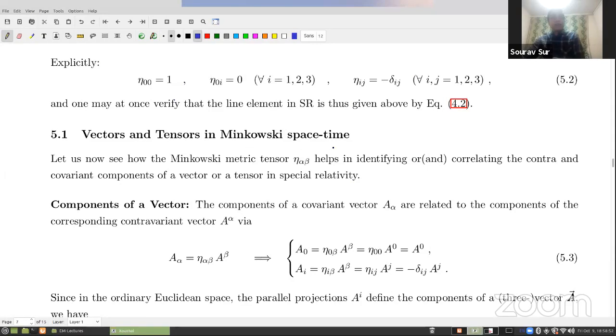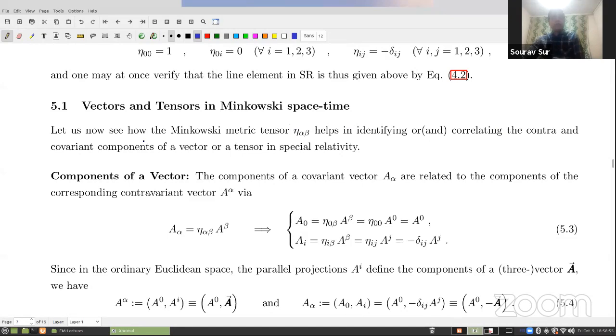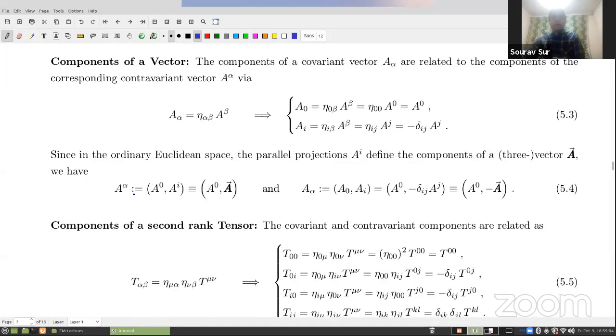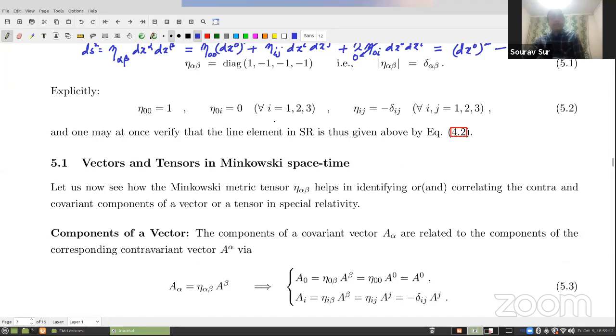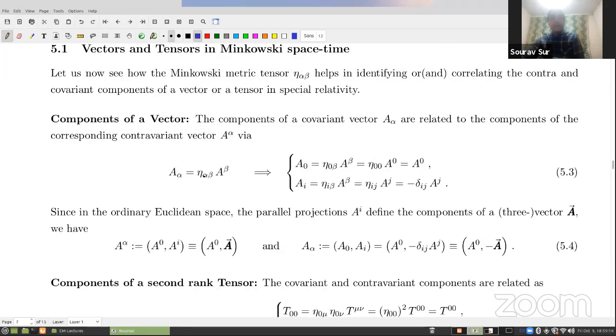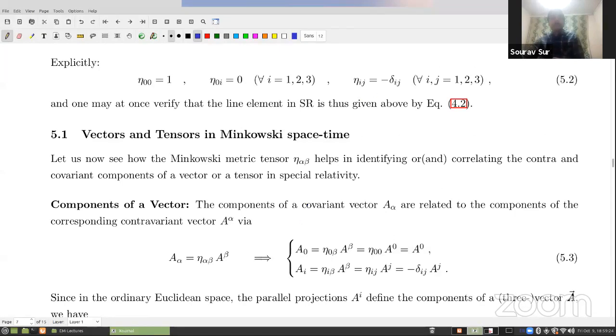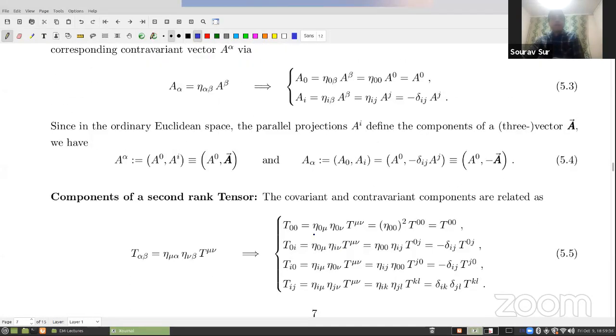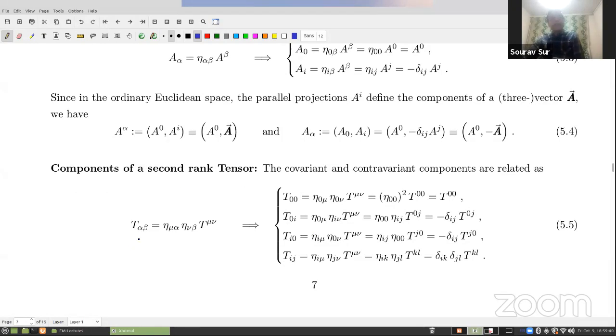Then come the vectors and tensors in Minkowski spacetime. The components of a vector could be worked out in this way, and you can work out the components in this fashion using these things. In Minkowski spacetime, the raising and lowering of indices would be done using the Minkowski metric tensor. The Minkowski metric tensor has components as given. So after raising and lowering, you can have the components of the raised or lowered vector in this fashion. Similarly, you can have the same thing for a second rank tensor. The second rank tensor can have components or elements 0 0, 0 i, i 0, and ij.